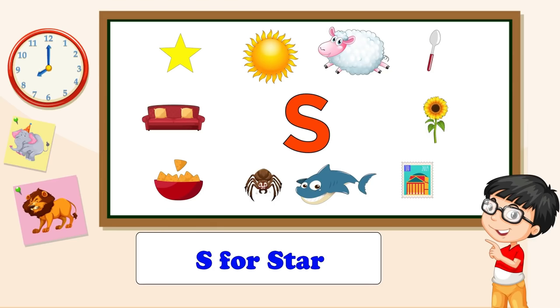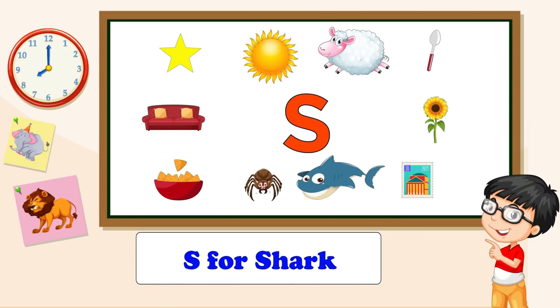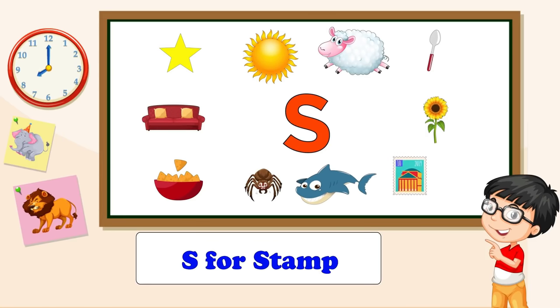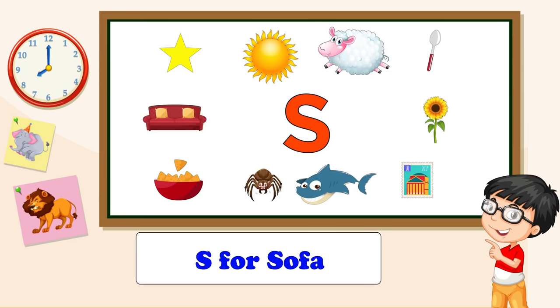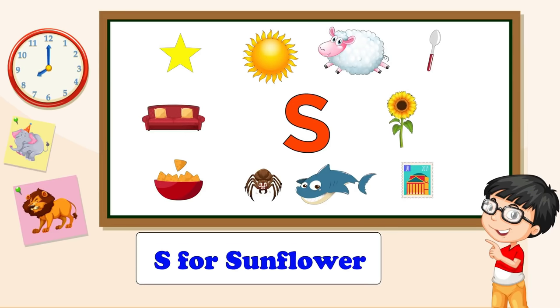Star. S for sun. S for sheep. S for spoon. S for snacks. S for spider. S for shark. S for stamp. S for sofa. S for sunflower.